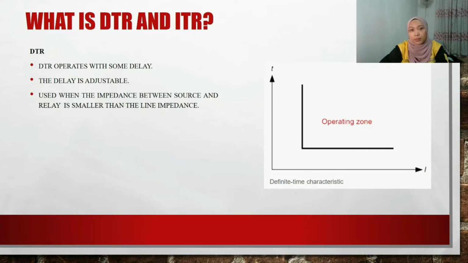A time delay mechanism is provided to get the desired operating time, and they are used when the impedance between the source and the relay is smaller compared to the line impedance. Besides that, they are also used to serve as a check against short time asymmetrical current.